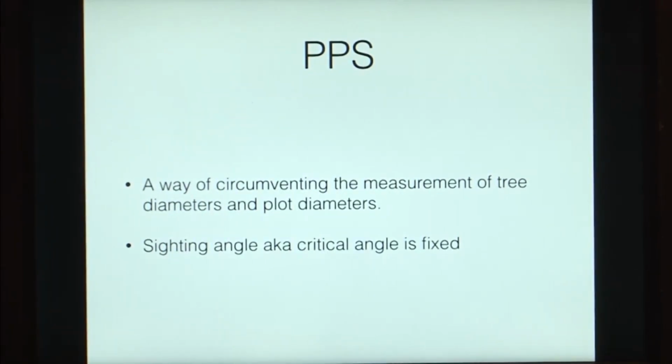Now, coming back to the slides, probability proportional to size or point sampling is a way of circumventing the measurement of tree diameters and plot diameters. In this method, we do not calculate the size of the sample plot and we do not measure the sizes of all the trees. Here we have a fixed sighting angle, also known as the critical angle, and any tree that subtends an angle greater than this sighting angle or critical angle will be counted.